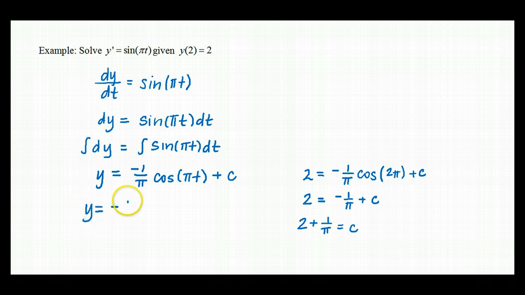So y equals negative 1 over pi cosine pi t plus 2 plus 1 over pi. So that's definitely a different constant that we solve for, but it is a constant. 2 plus 1 over pi is just a number. And it was different in the fact that we didn't just plug in 0 for the t value. Now we plugged in a number and we got out a different type of constant, but still only a number. So this is my specific solution to the initial value problem given.